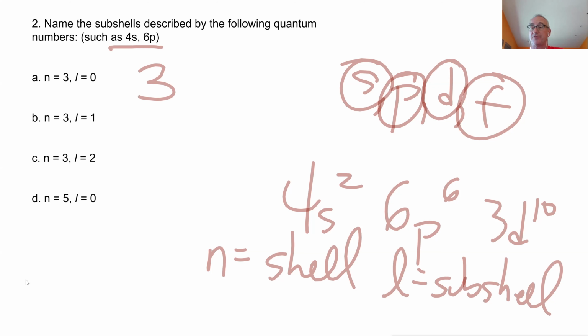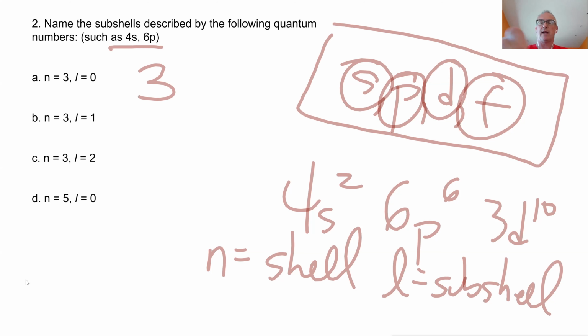So in any electron configuration, the first number is always what shell it's in. The second one would be what subshell, and we give a letter for that in the configuration. So if L equals 0, which subshell is that? Remember, it's either going to be S, P, D, or F. S. That's S. We're talking about the 3s subshell.